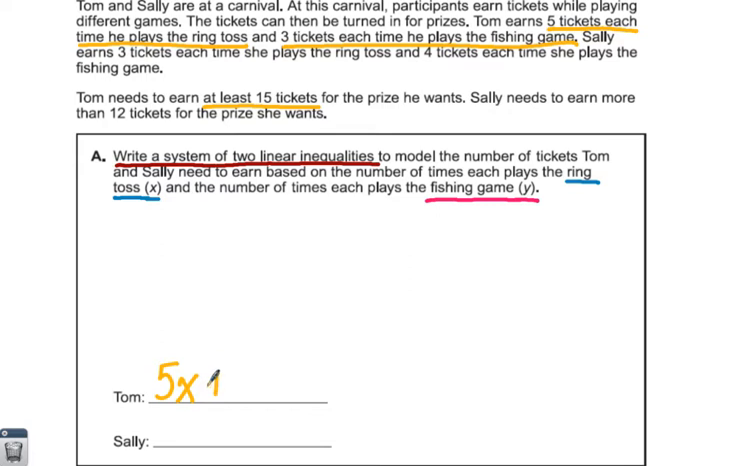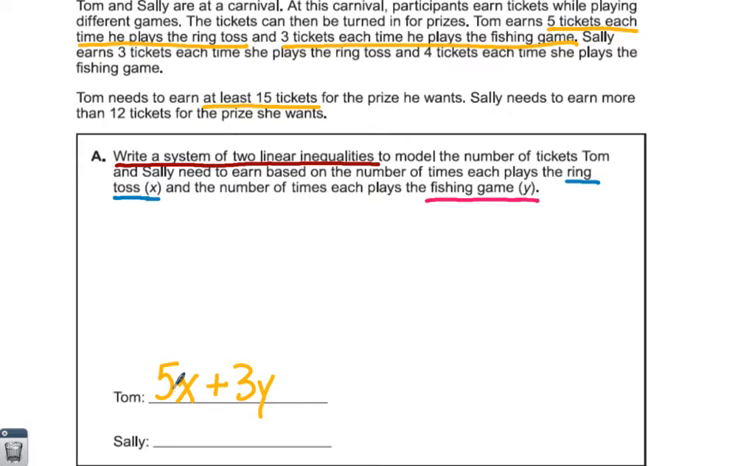And then you would add to that 3y, because he would get 3 tickets each time he plays the fishing game, and he would play the fishing game y number of times. So you would multiply those together, and this right here would be the total number of tickets he would get from all the times he would play the fishing game. And so this is all the tickets Tom earns, and it needs to be at least 15.